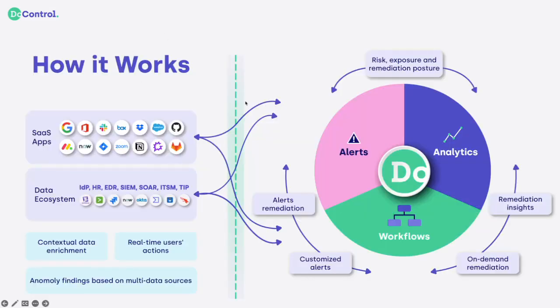How does it work? DoControl is a fully agentless solution. There's no API redirections. We're not a proxy. It's fully agentless. It's an event-driven platform. We connect with your business critical SaaS applications. You can see a few examples on the slide.